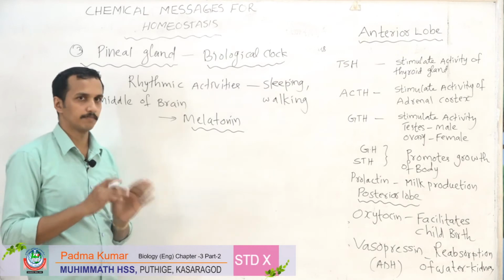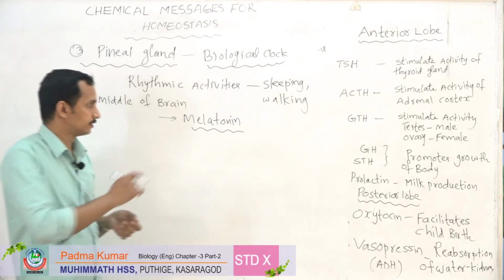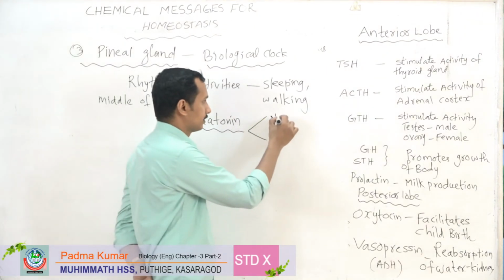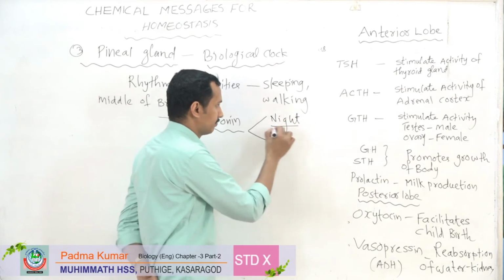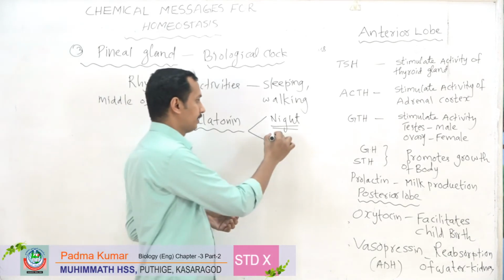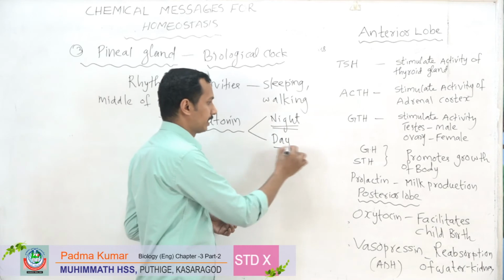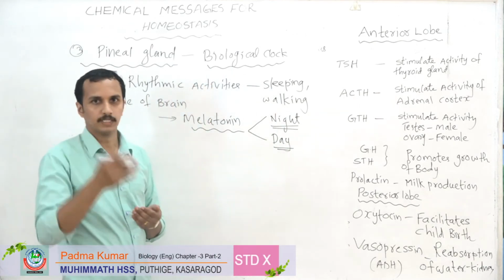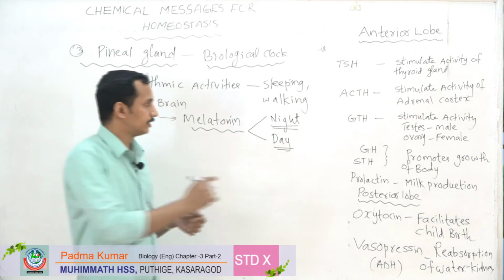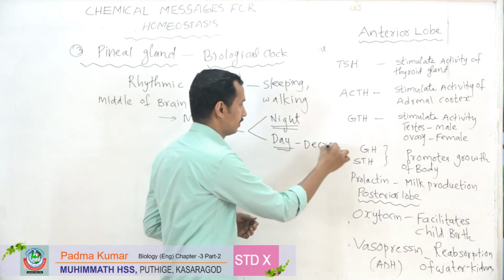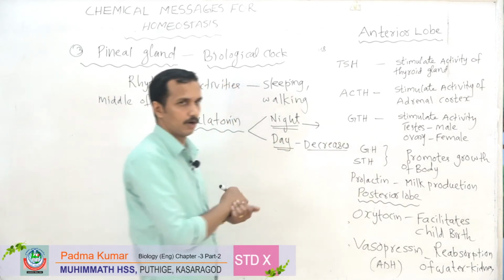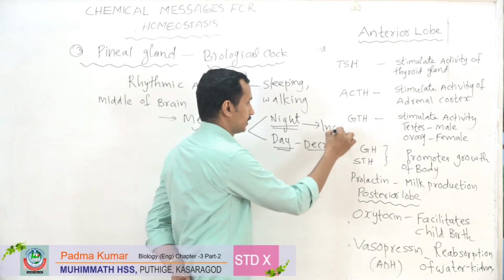If you consider the amount of melatonin production, during night this gland will be very active and it produces more melatonin during night. And during daytime, what happens? During daytime, the level of melatonin decreases in our body. And during night, what happens? The level of melatonin increases in our body.